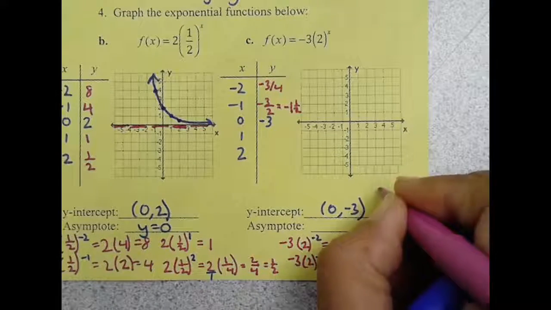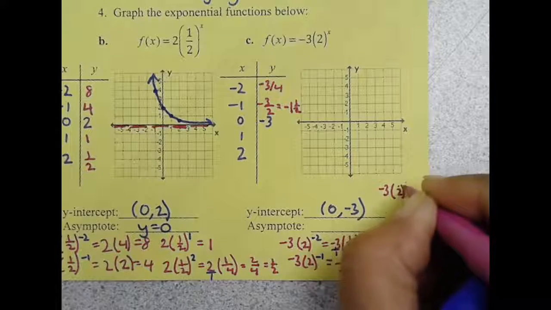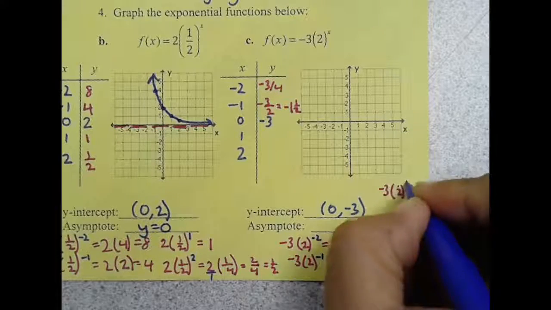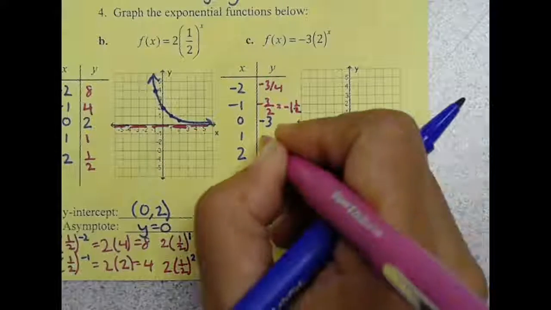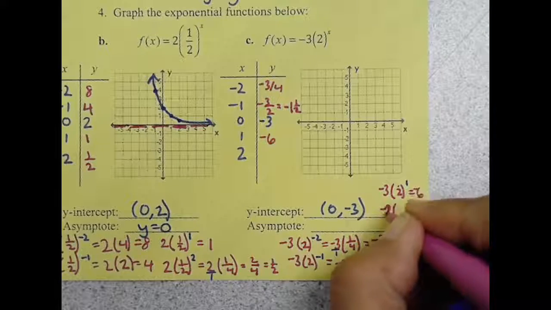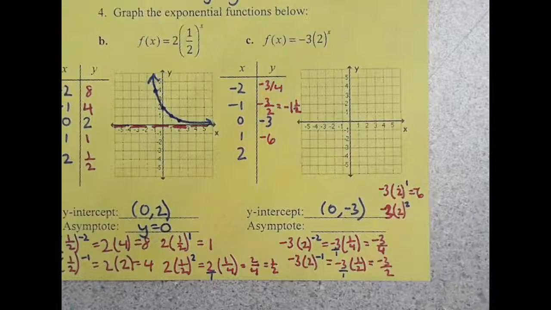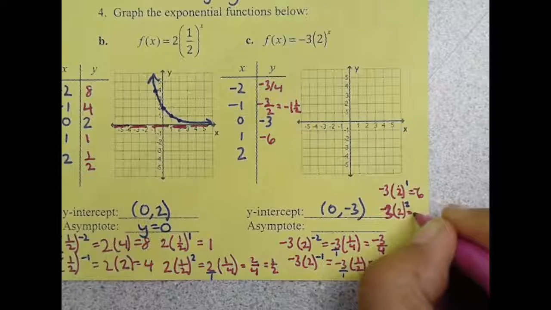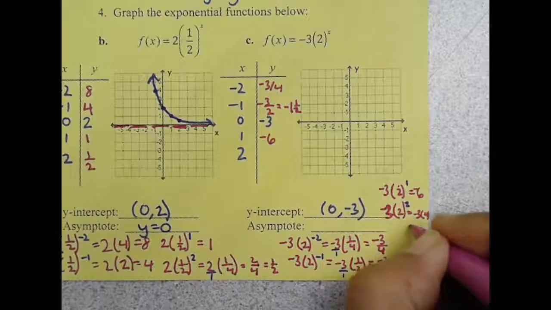All right, the next one we're going to plug in is the 1. So I'll do that work here. So we have negative 3 times 2 to the first power. And that's just negative 3 times 2, which is negative 6. And the last one is to plug in the, negative 3 times 2 to the second power. Exponents first. So it's negative 3 times 4. And negative 3 times 4 is negative 12.